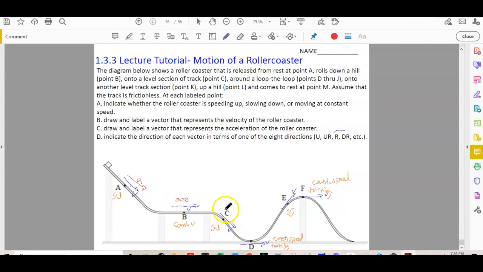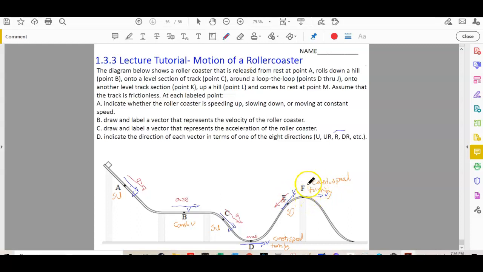At C, it looks like I would probably be speeding up, so my acceleration vector and velocity vector would be in the same direction. At D, I'm just turning, so I'm not speeding up nor slowing down, so I'll have a zero acceleration vector as far as a linear one in the same line as a velocity vector. And at E, I'll be slowing down, so I'll have an acceleration vector opposite the direction of my velocity vector.